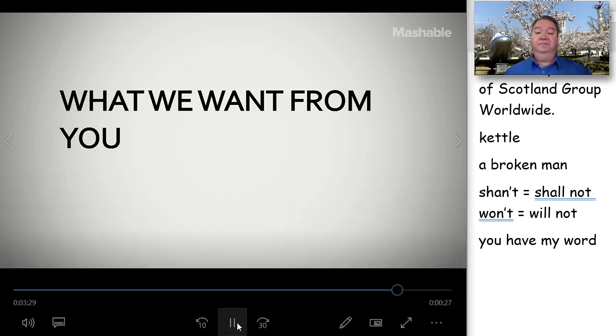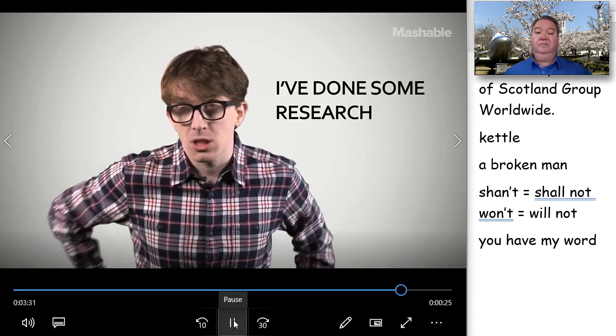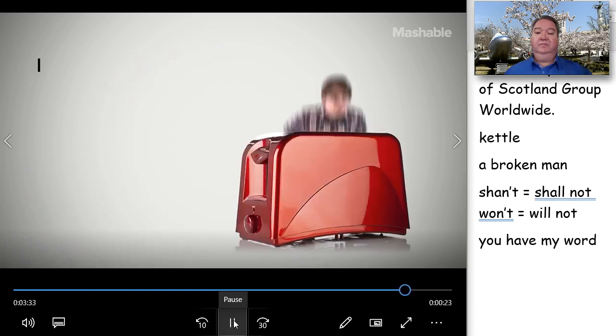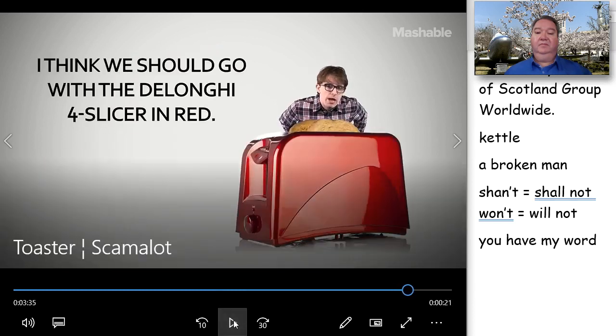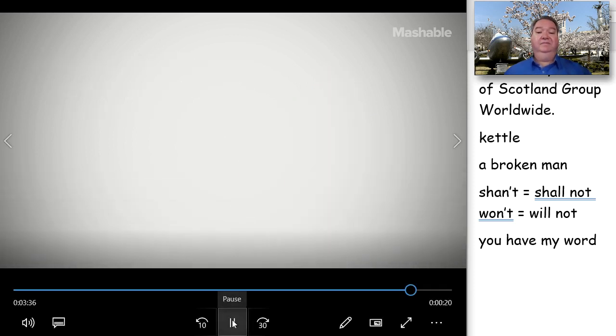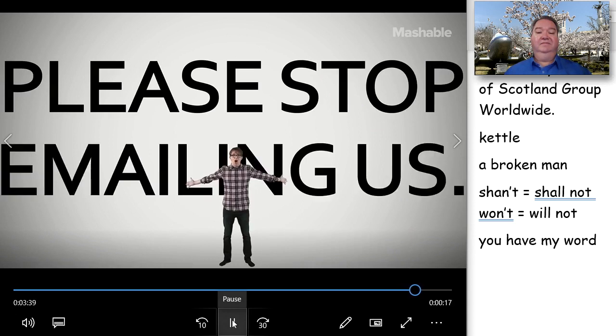He said, look, what we want from you is to do the right things. I said, I've done some research. I think we should go with the DeLonghi 4-slicer in red. DeLonghi is the brand. They make home appliances. 4-slicer, 4 slices of toast, 4 pieces of toast. In red, the red colored one.